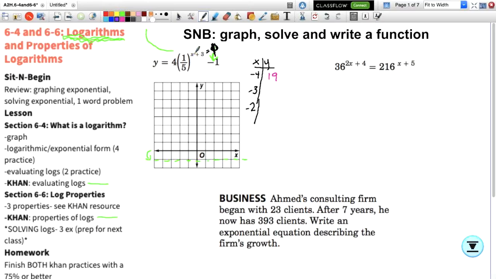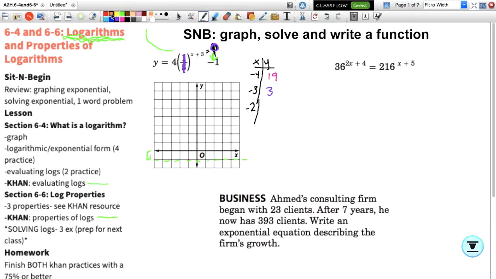-3. So I'll plug -3 here. -3 plus 3 is 0. Anything to the 0 power is equal to 1. So I have 4 times 1, which is 4, minus 1 is 3. Wow, that went down really quickly, which makes sense, right? It's going to be really steep. It's going to go quickly. It's going to decrease, and then it's going to certainly flatten out.